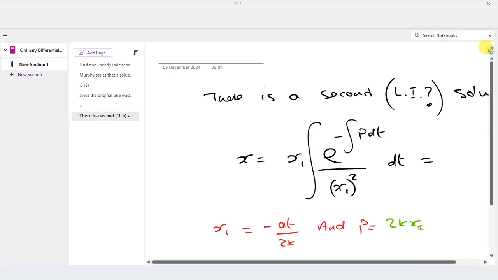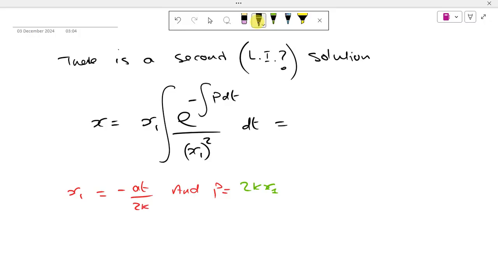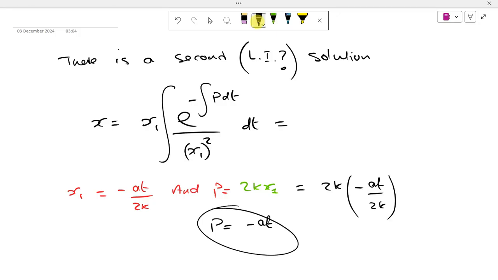Where am I? Let's just go back to black. So that's equal to 2k times minus at over 2k. So p is equal to minus at. So what you do is you substitute that and that into that equation, and you will get your second linearly independent solution. But I'll leave you to do that as an exercise.